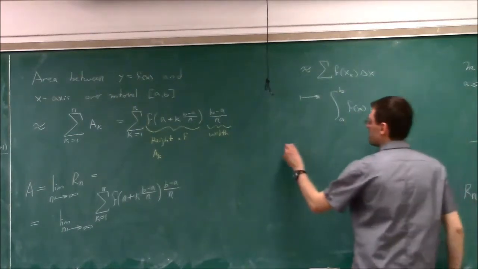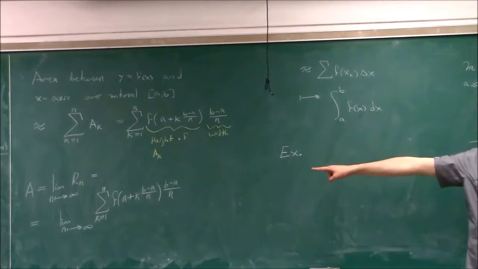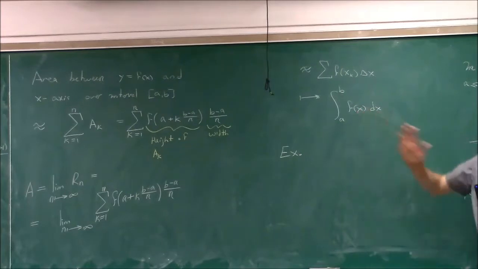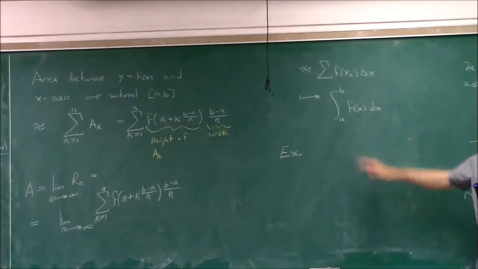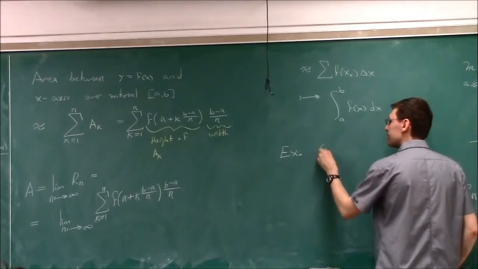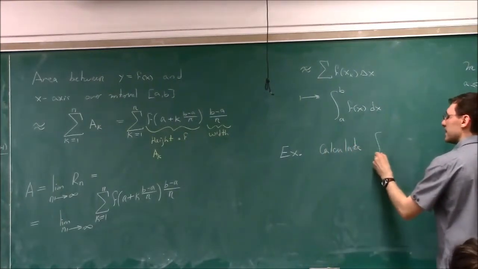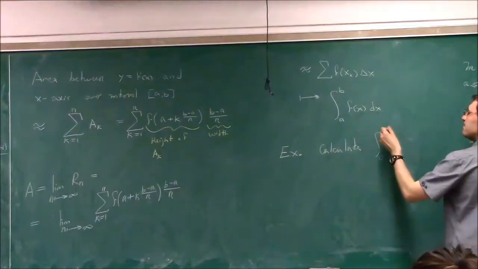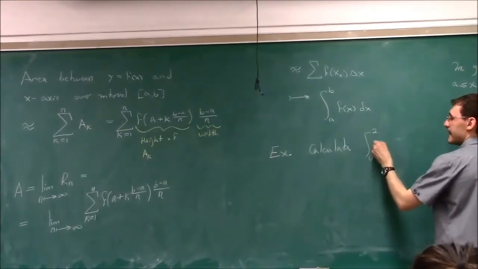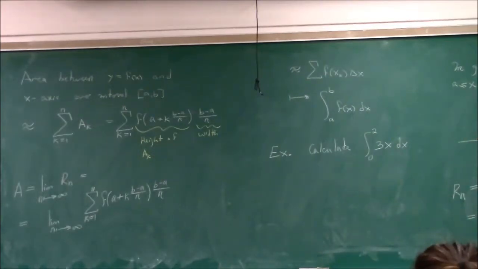Okay, so let's look at examples. You understand this notation? It's supposed to remind you of what you need to do to compute it. This means sum a lot of very thin rectangles whose height is f of x. So example: calculate the integral from 0 to 2 of 3x dx. Let's begin with some simple examples.